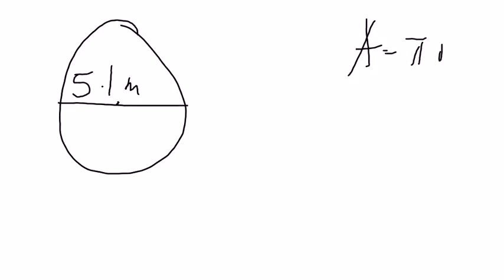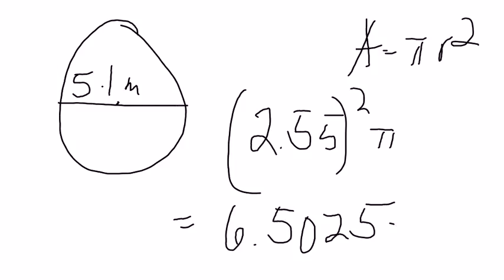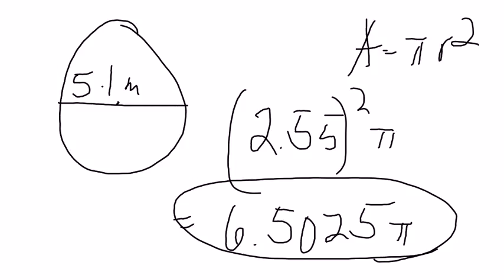Okay, number 6, find the area of the circle. Leave your answer in terms of pi. Here it is. My diameter is 5.1 meters. Area is the radius squared times pi, right? So I just have to divide 5.1 by 2. So my radius is 2.55 meters squared times pi. And so the answer is 6.5025 pi.